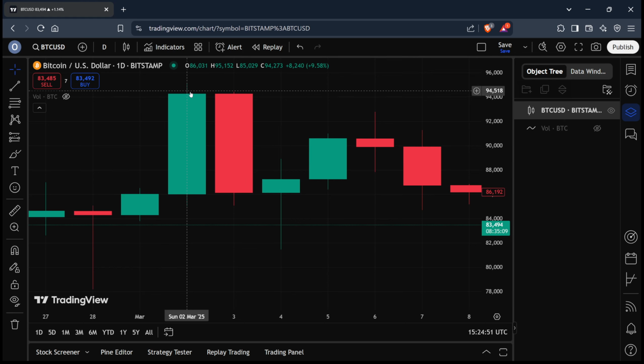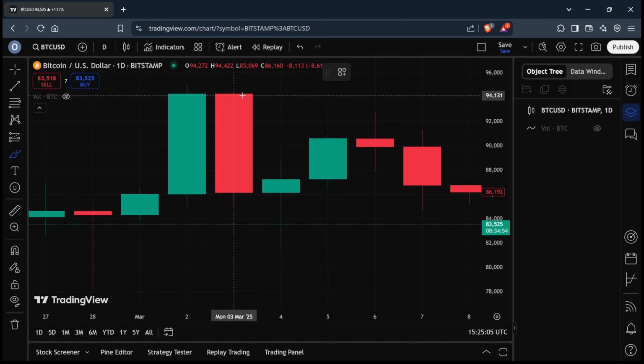So the inverse is true for a red candle. When you see a red candle, it's the top that's the open, right? And it's the bottom that's the close, right? So when you see a red candle, it's the opposite. That means price went down. Price went down for the day. That means when the day ended, the price was lower than when the day started.